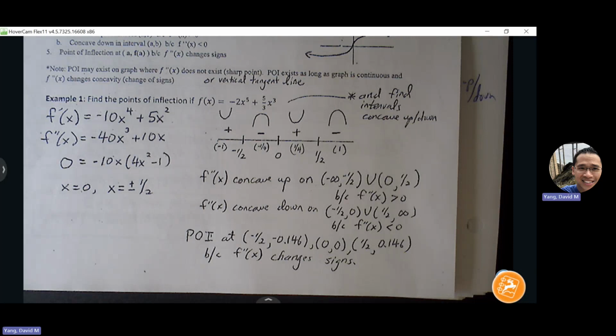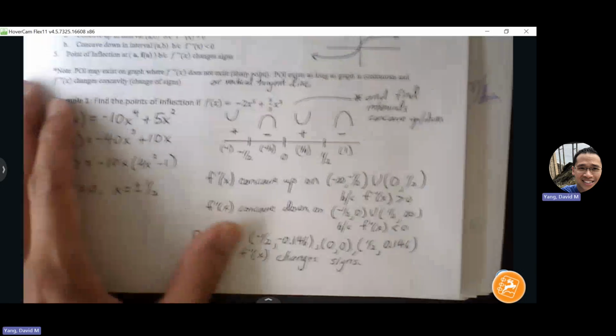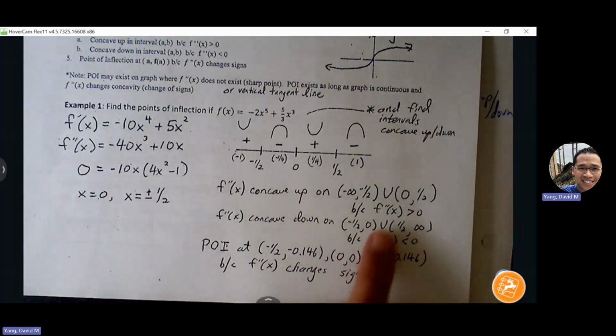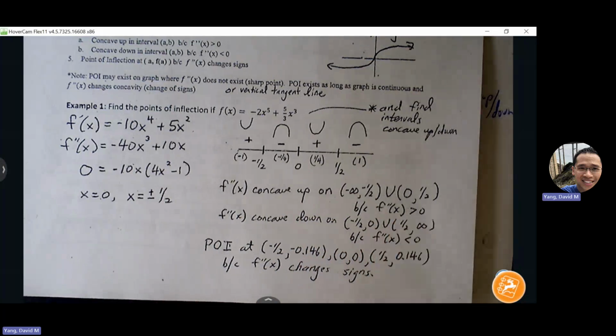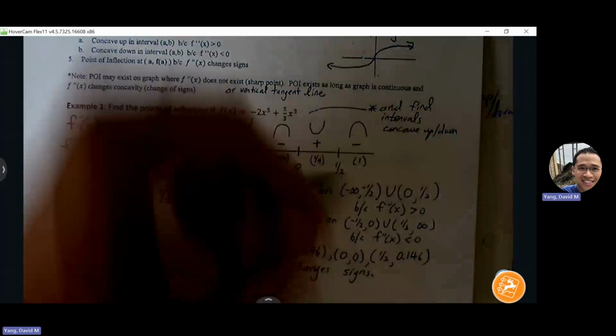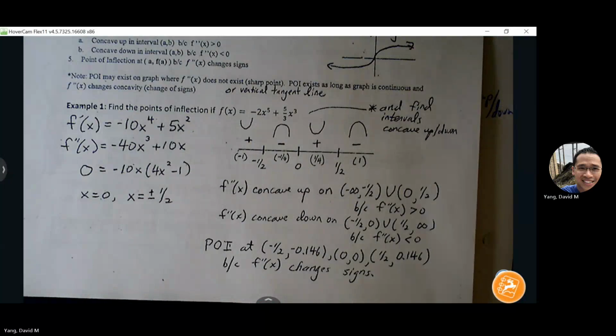You're right. F double prime is positive, but I should really say f of x is concave up. My function is concave up.